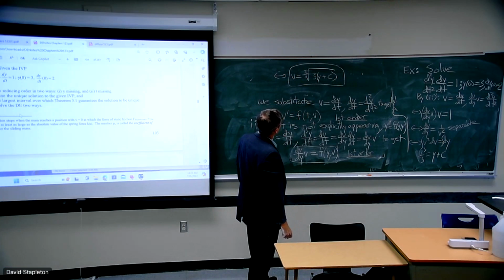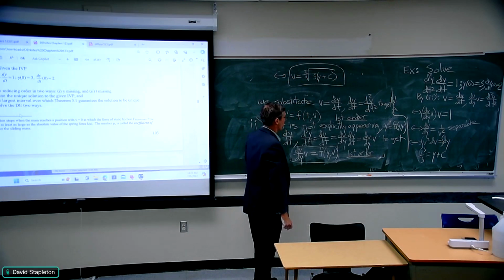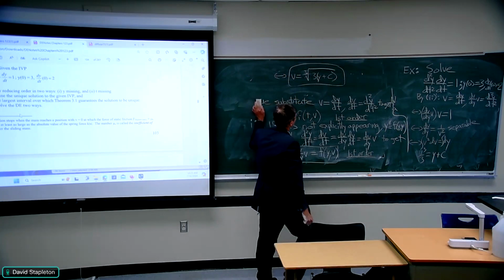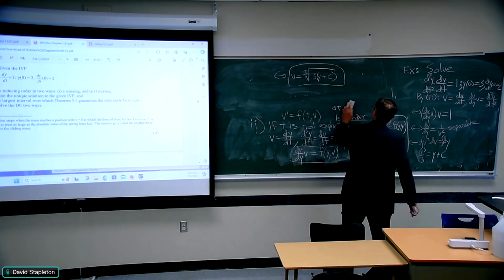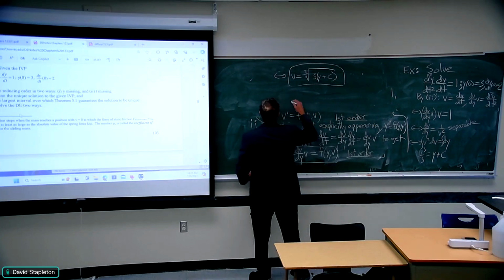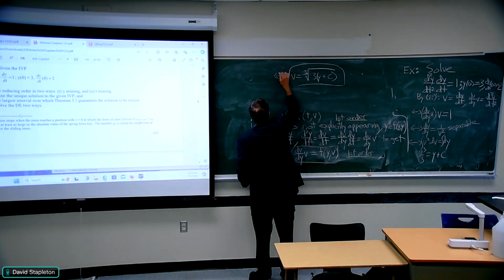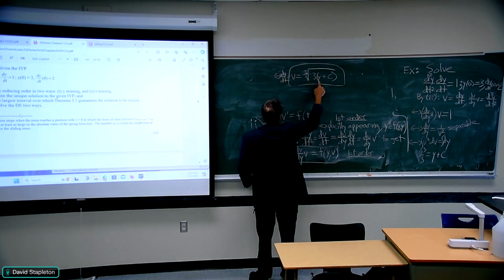So there's the first order equation. Now I have to be able to integrate this, right? Because actually v is equal to dy dt by our substitution. So one trouble with this method is after you get this first order equation and solve it, you just have an equation for the derivative of the original variable. You're gonna have to integrate this. Well, fortunately, this is separable again.